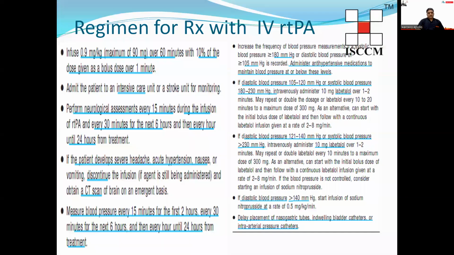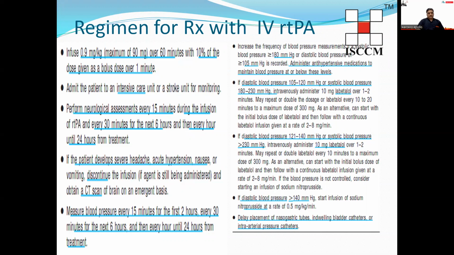So, the regimen for treatment with IV rt-PA is to infuse 0.9 mg per kg, maximum of 90 mg over 60 minutes, with 10% of the dose given as a bolus over 1 minute. Admit the patient to an intensive care unit or a stroke unit for monitoring.